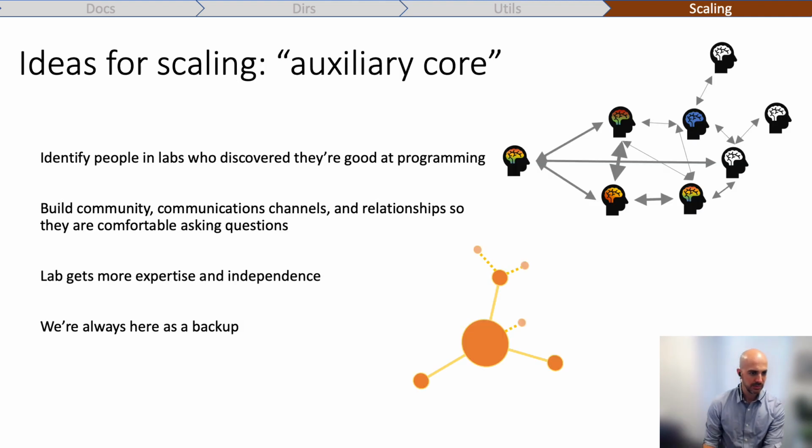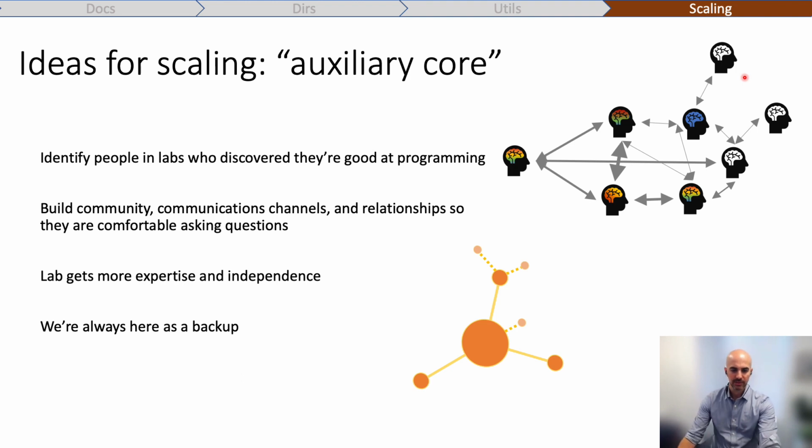So instead, what I've been doing is identifying people in labs who have discovered that they're good at programming or that they have a knack for this kind of thing. And find those people and bring them into the community we've been building, with strong communication channels and relationships, to make sure that they're comfortable asking us questions in the core, and that there's this open dialogue. And as a result, we form this auxiliary core of folks who are offloading some of the work we would otherwise be doing, freeing us up for other things.